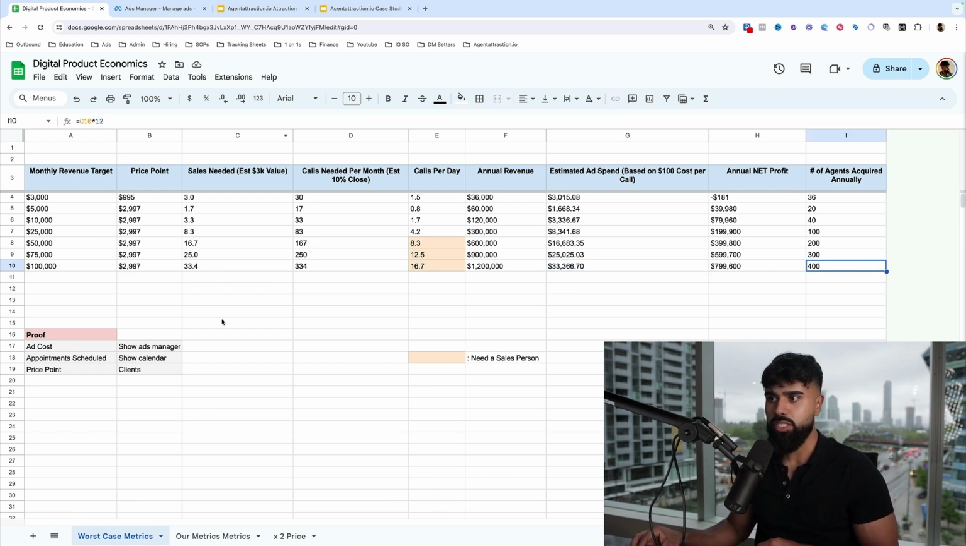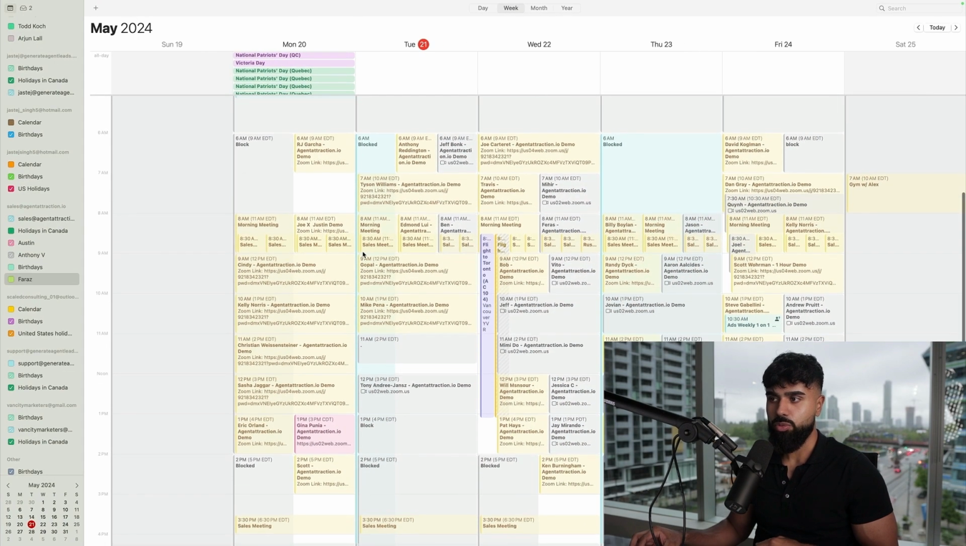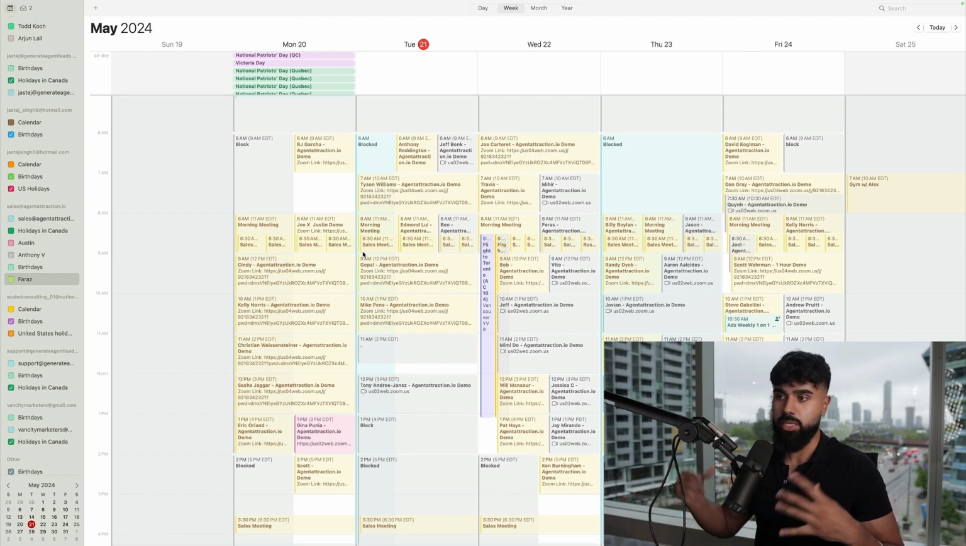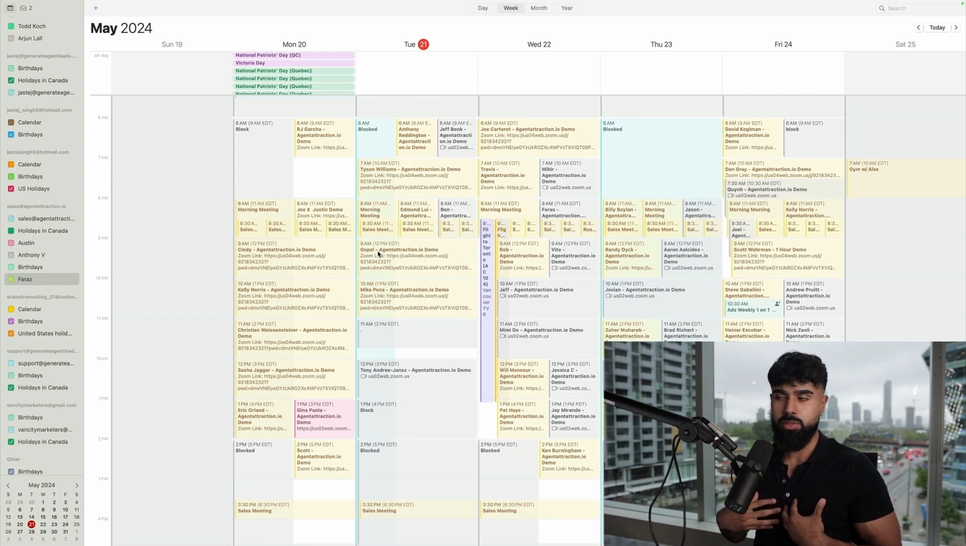So once again, these numbers are based on the ads manager. I also forgot to show you guys our calendar, but we're spending money on advertising, targeting other real estate agents. We're booking a call for $40. And I'm filling up my salespeople, my account executives, with calls on their calendar with other agents. And I don't know if there is any other lead source or any other method that will allow me to do this for my team.